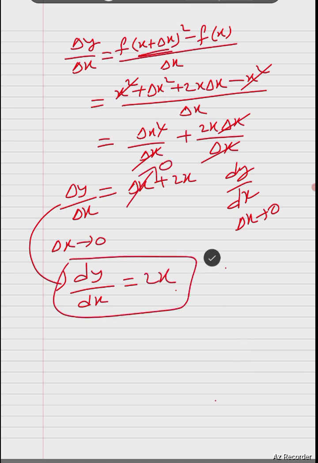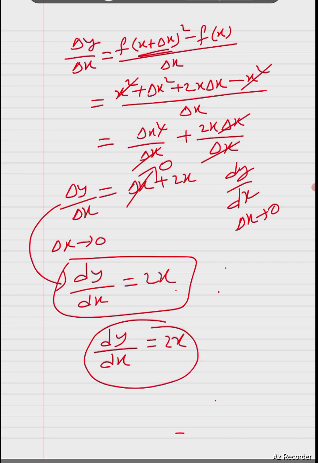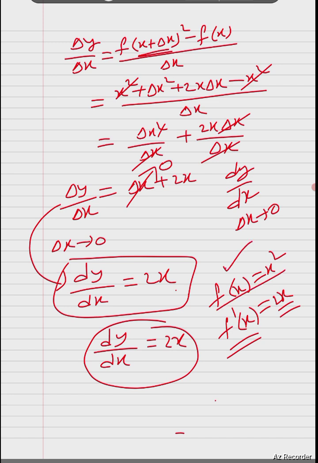Okay. So how we can read this one? Derivative of y with respect to x is equal to 2x. That is, if f of x is equal to x square, then f dash of x or f prime of x is 2x, or derivative of x square is 2x. Okay. Given that f of x is x square, then derivative of f of x is 2x. So this is how we can find the derivatives of the given function.